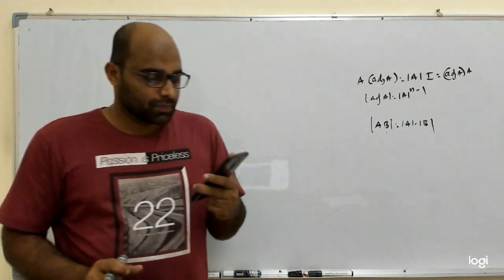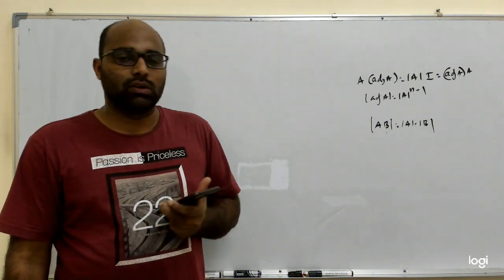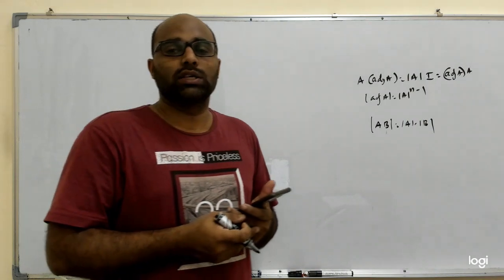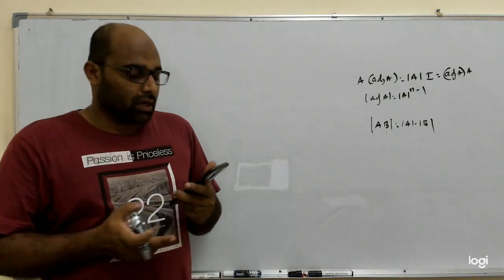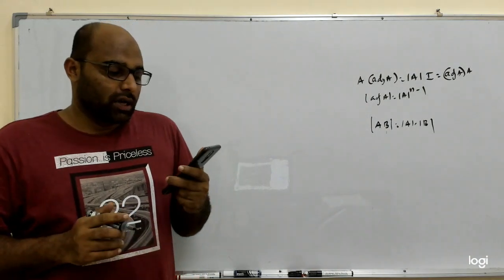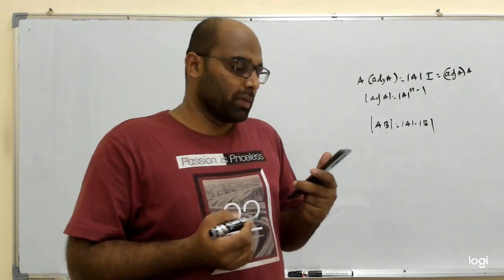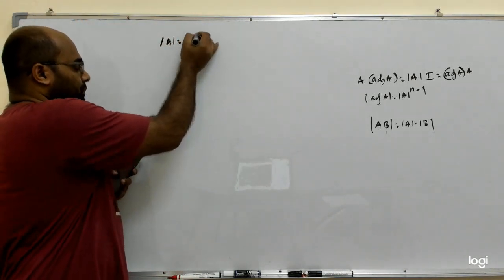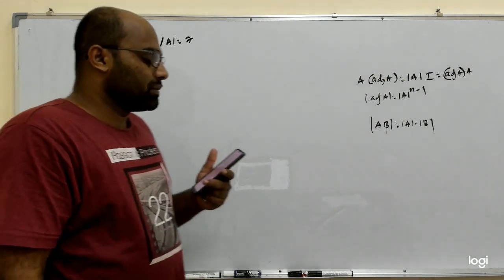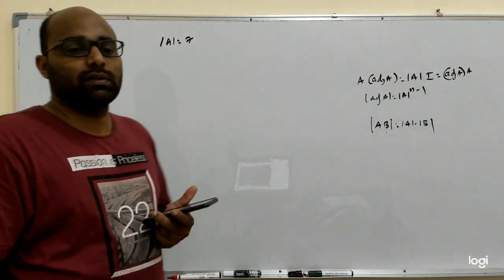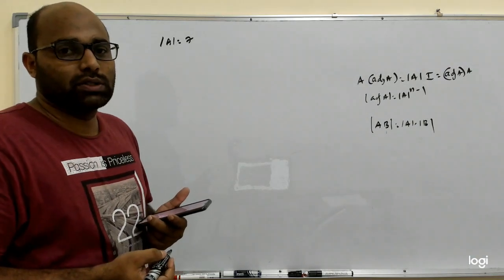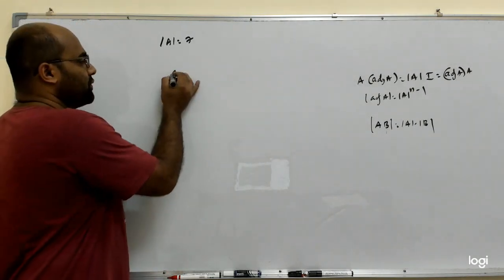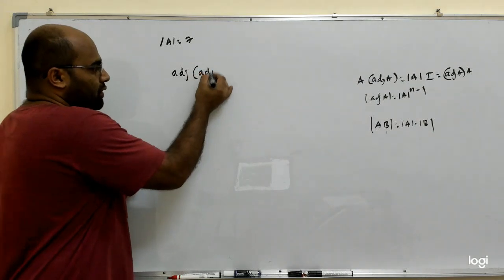The last question. If A is an invertible matrix of order 3. Invertible means we can find inverse. Sometimes we can't find the inverse of every matrix. That is non-singular and singular matrix. You already learned that one. Please write: if A is an invertible matrix of order 3 and determinant A equal to 7, then find adjoint of adjoint A.